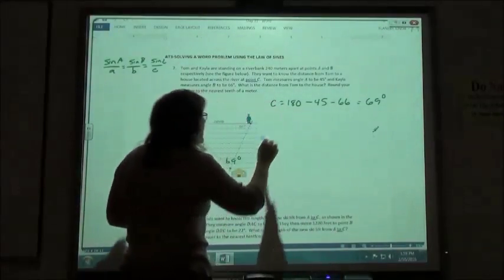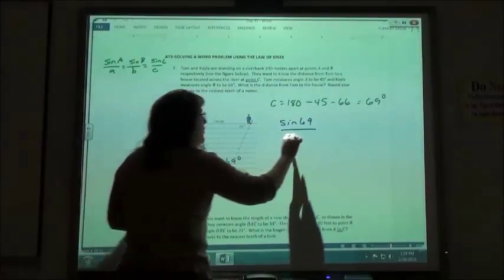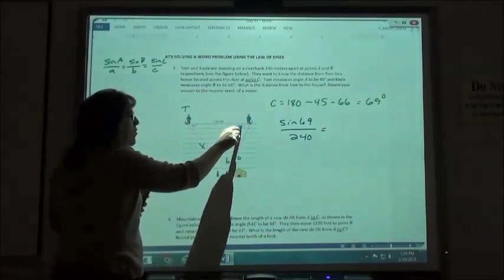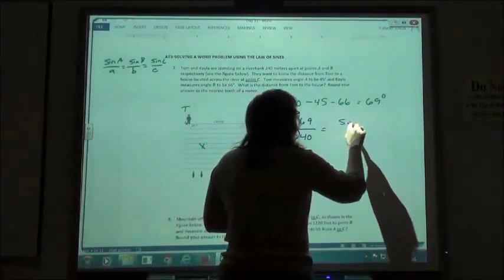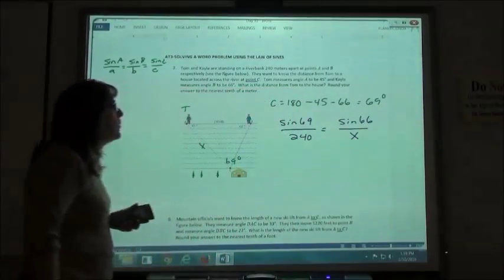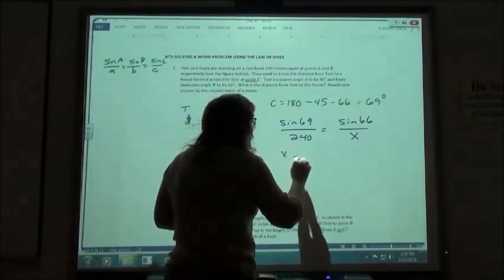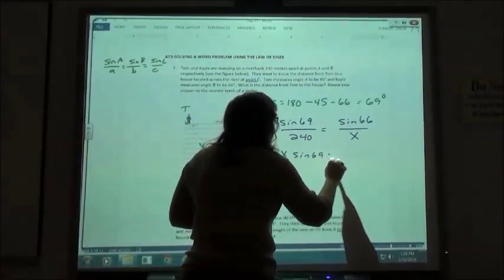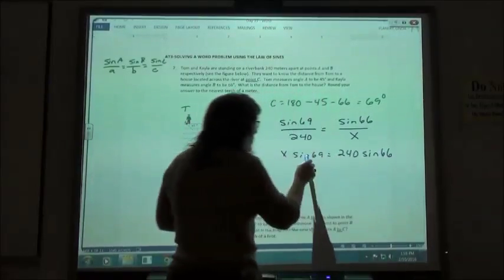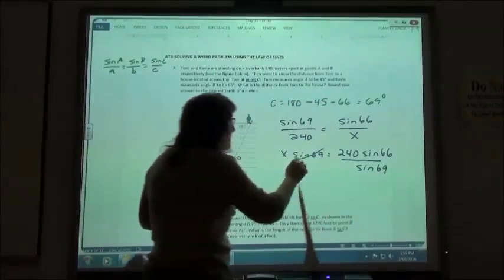So, the sine of 69 over the 240 is going to equal, since we want this side here, we're going to use the sine of 66 over our x. Solving that, we would cross multiply, so we would have x sine of 69 equals 240 sine of 66, and of course then we have to divide this by the sine of 69.